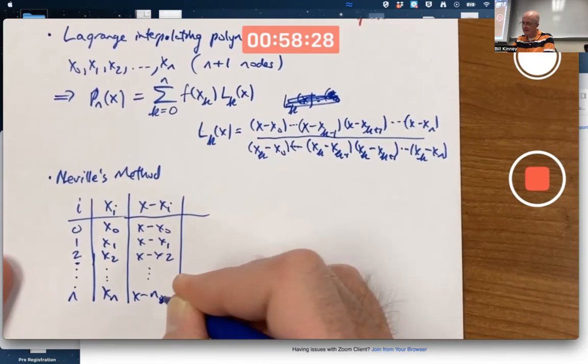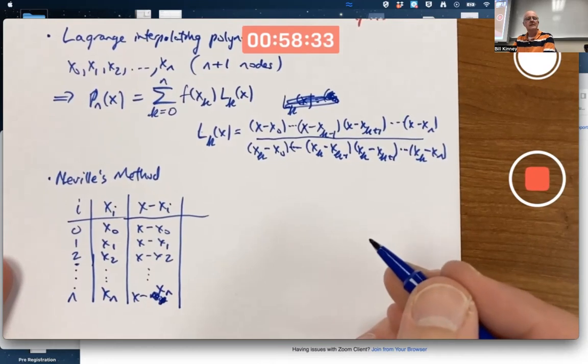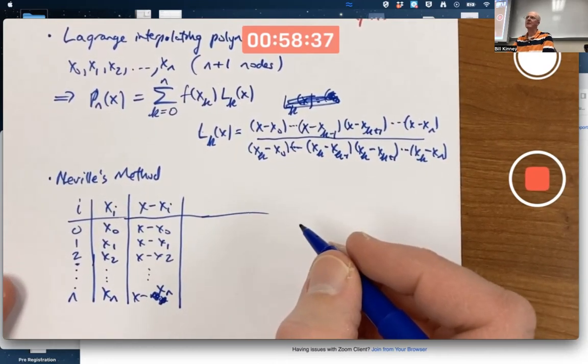Oops. That's an xm. And then you've got your p's or your q's, depending on how you want to do your labeling.